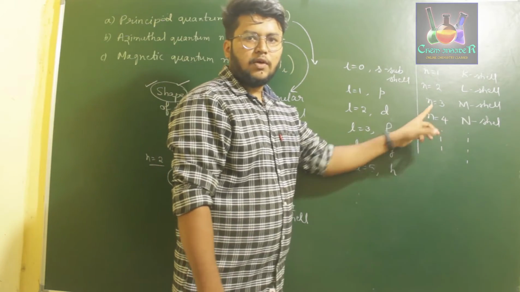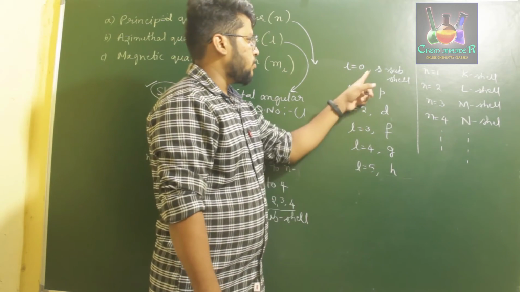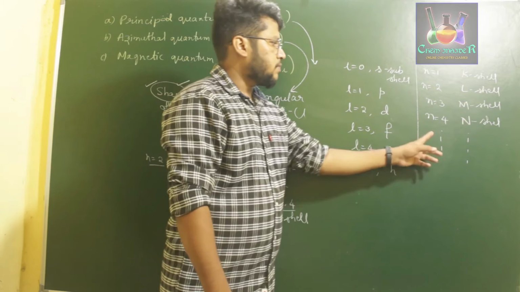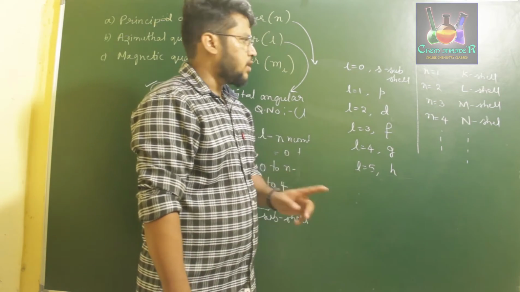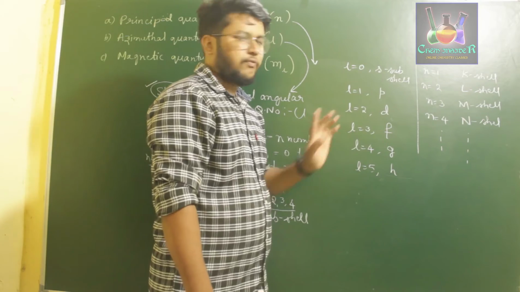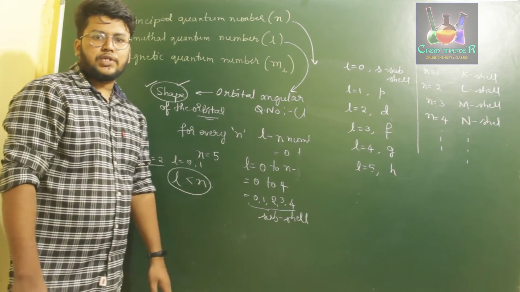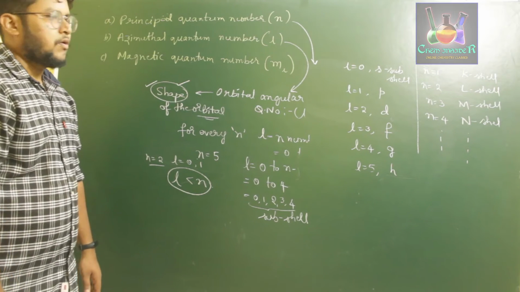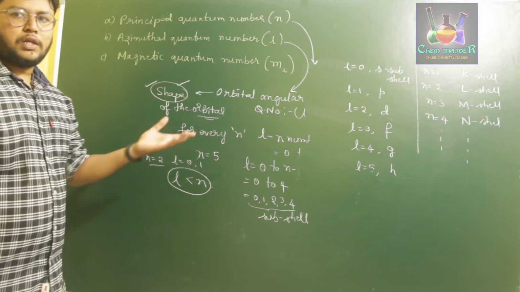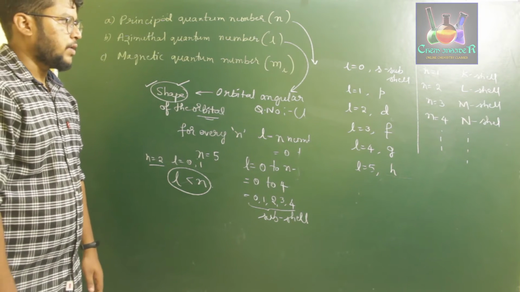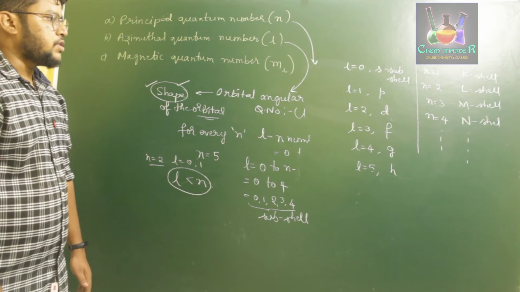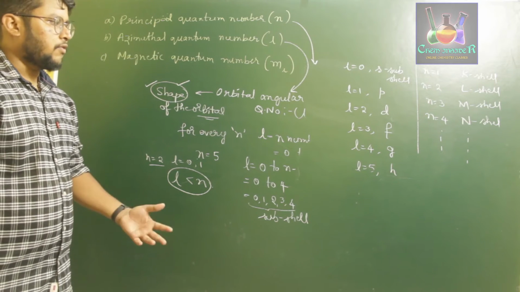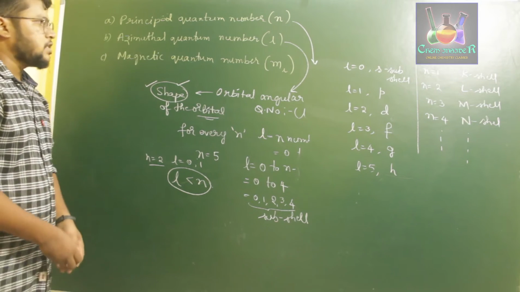For n is equal to 3, we have three subshells. Those are 0, 1, 2, which are called S, P, D subshells. Next, for n is equal to 4, we have four subshells. Those are S, P, D and F. For each and every shell value, we have a particular number of subshell values, which is given by the value of L. If L is equal to 0, the corresponding subshell will be S. If L is equal to 1, P. If L is equal to 2, D. If L is equal to 3, F, and so on. So this is about the azimuthal quantum number.